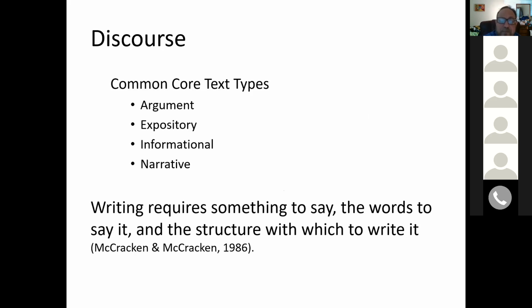Common Core text types: argument, expository, informational, narrative. Writing requires something to say, the words to say it, and the structure with which to write it. So let's talk about these for a minute, because there are always some issues with this. One of the ways that you can tell whether a text is one of these or not is by the use of the first person, I.